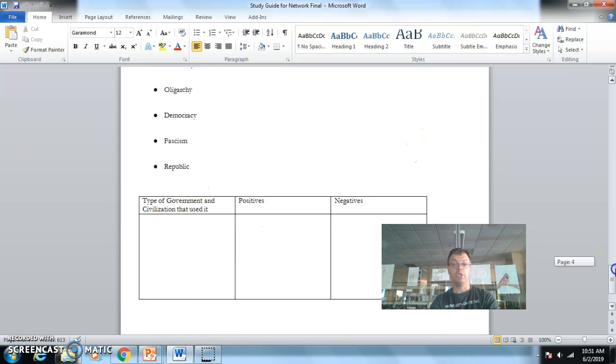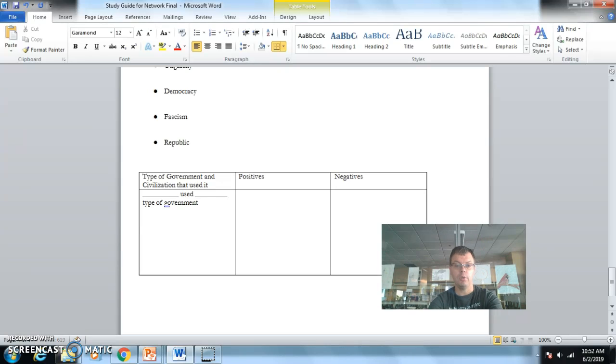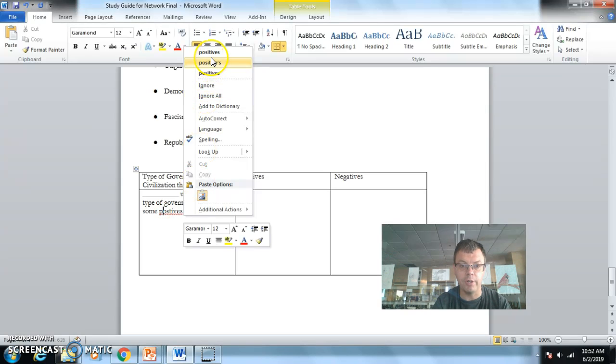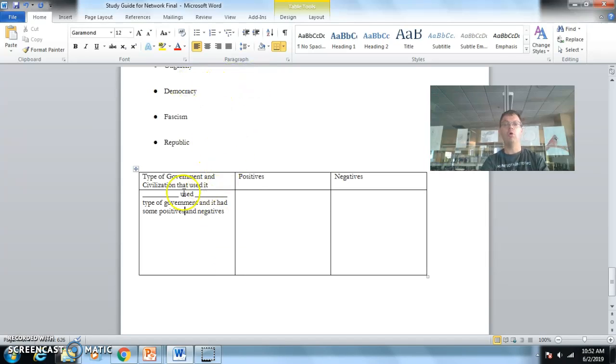So what you'll do is say what type of government it used, and say what was positive and negative about it. So if I'm looking at a topic sentence, I might say blank civilization used blank type of government, and it had some positives and negatives. Was that really loud when I was typing? It usually is. Sorry about that. Let me make sure I spelled that right. Cool. And then what I have to put here is a civilization we studied, what type of government it used, and I have to name some positives and negatives.